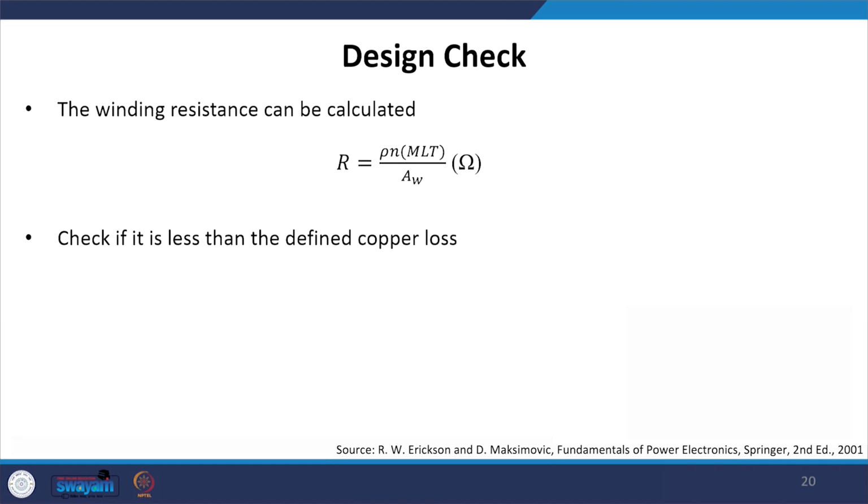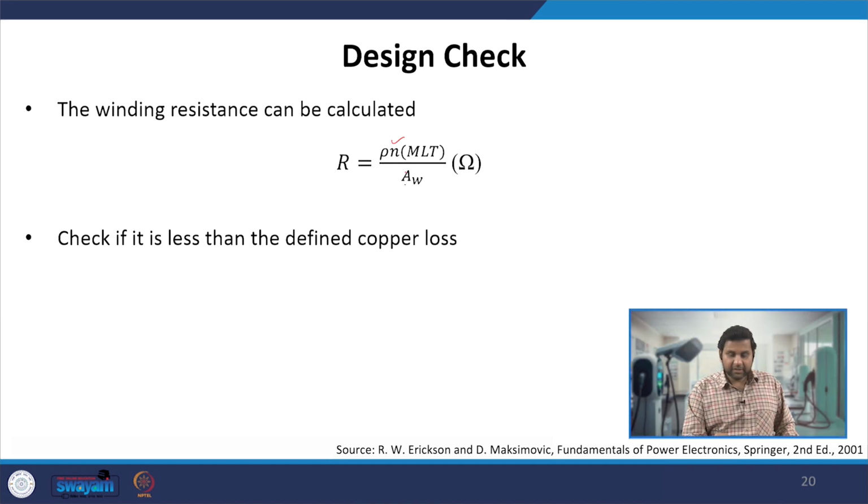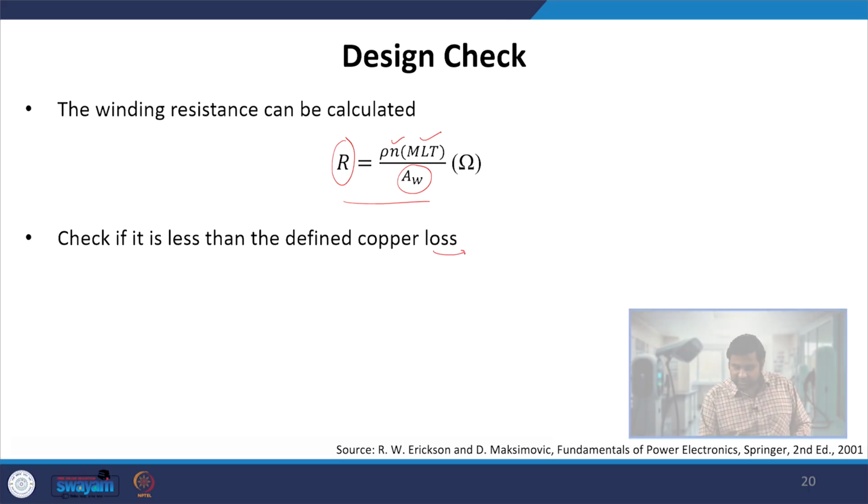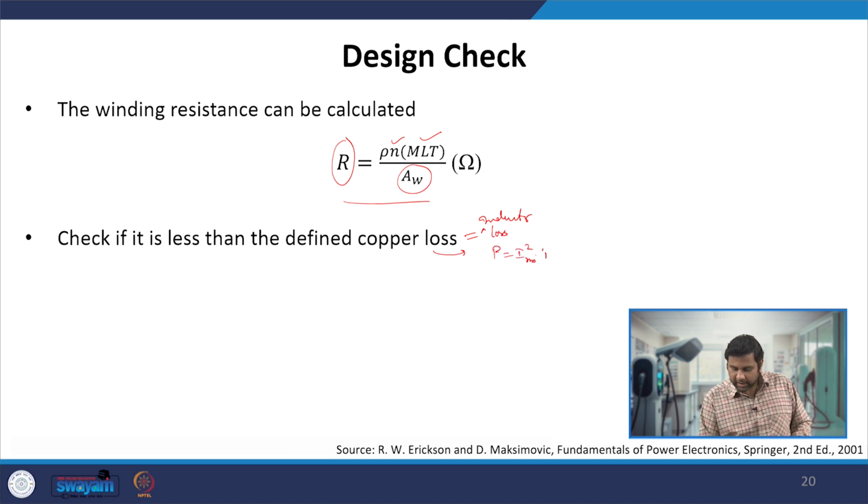And finally, once we get everything, we know our number of turns. Since we have already selected the core, we know our mean length per turn, and since we have already selected the wire size, we know the area of cross section of the wire. From there we can calculate the resistance, and then we can check if this resistance will correspond to a loss which is less than the defined copper loss or not, or you can say the overall inductor loss, because the core loss is very minimal. This we can find out by I square times R. So, whether this value of R is less than this particular defined copper loss or not.